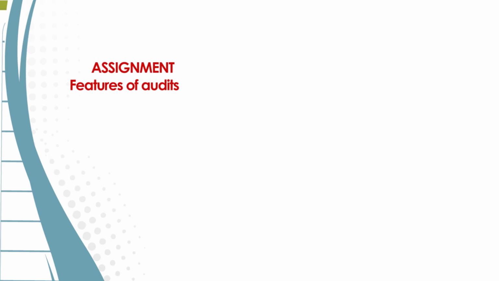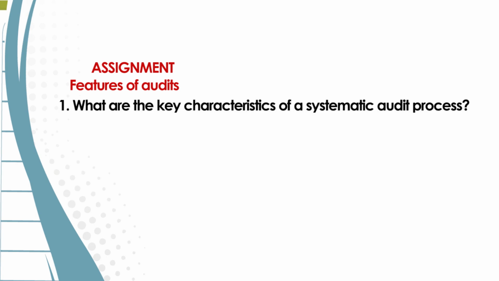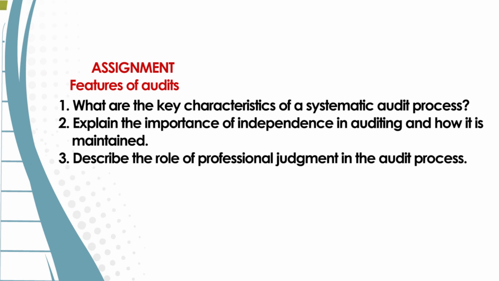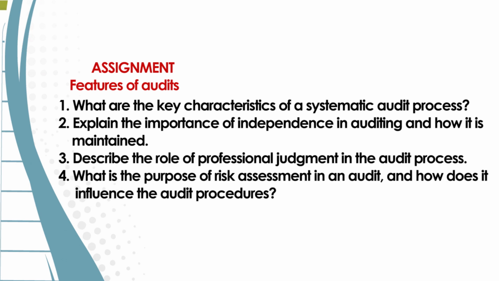Assignment one. What are the key characteristics of a systematic audit process? 2. Explain the importance of independence in auditing and how it is maintained. 3. Describe the role of professional judgment in the audit process. 4. What is the purpose of risk assessment in an audit and how does it influence the audit process? How does it influence the audit procedure?